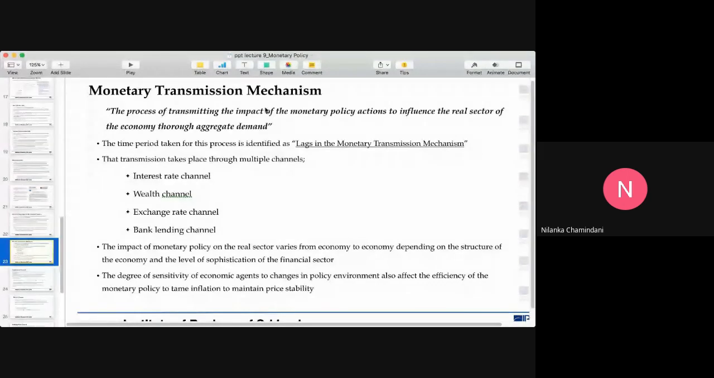The transmission takes place through multiple channels: the interest rate channel, wealth channel, exchange rate channel, and bank lending channel. These are the common channels that we can see in textbooks when they describe the monetary transmission mechanism. The impact of monetary policy on the real sector varies from economy to economy, depending on the structure of the economy and the level of sophistication of the financial sector.